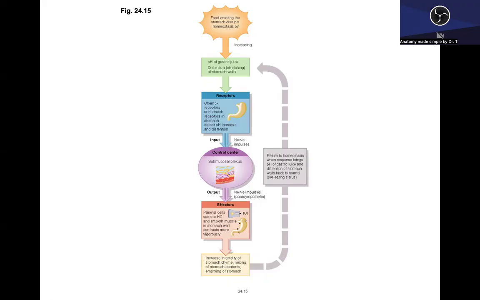So we're following this upward running part of the flowchart. Return to homeostasis when the response brings pH of gastric juice and distension of the stomach wall back to normal. That would be like fasting or before we ate. And basically we reach the steady value of pH of the stomach, not being affected by any kind of incoming food.